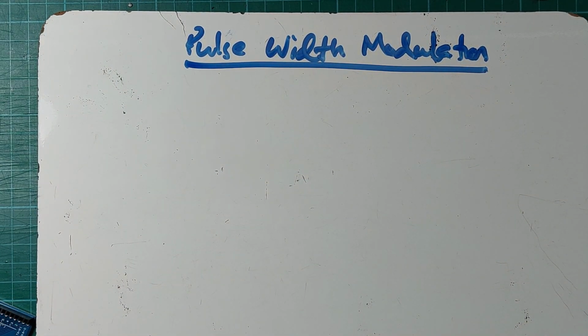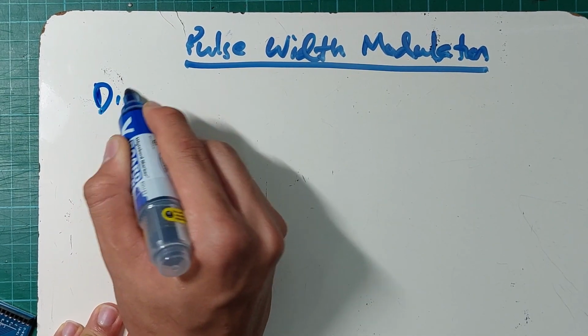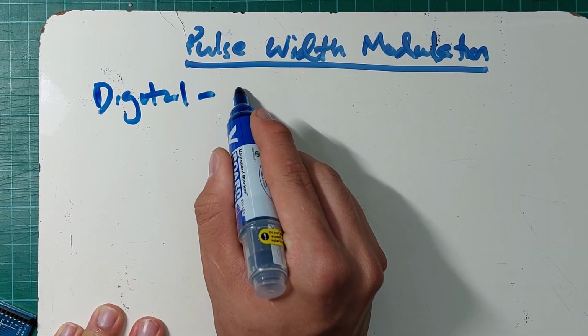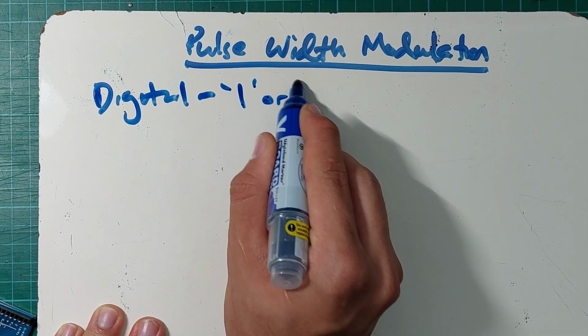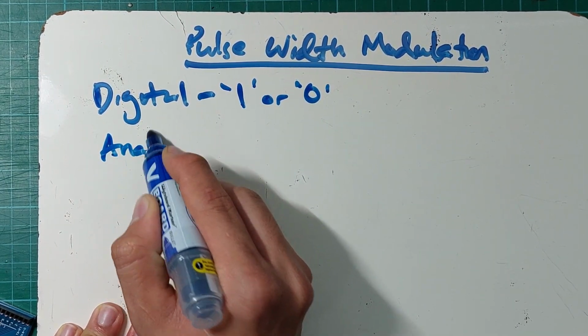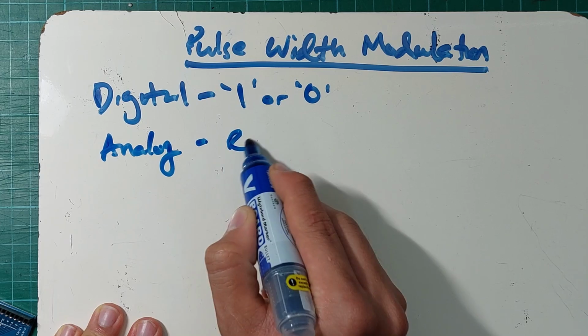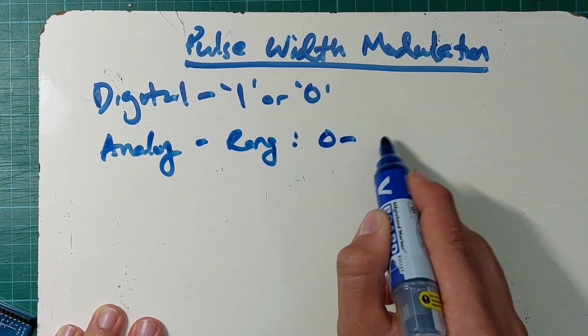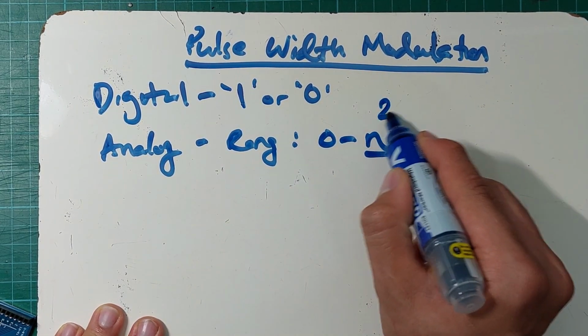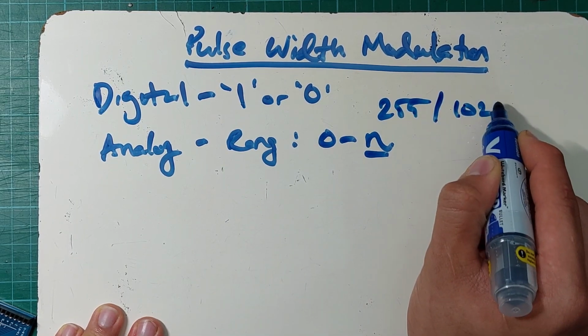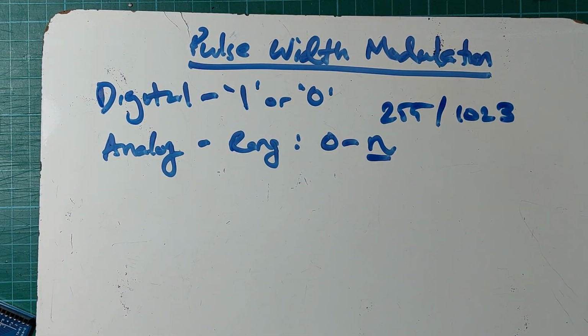1 or 0. So a quick recap: digital is two values, which is 1 or 0, whereas analog is a range. So it's a range that can be between 0 to some value, like say 255, 1023, etc. These are just values, so it's just a range.